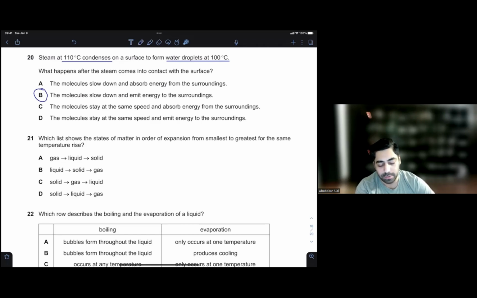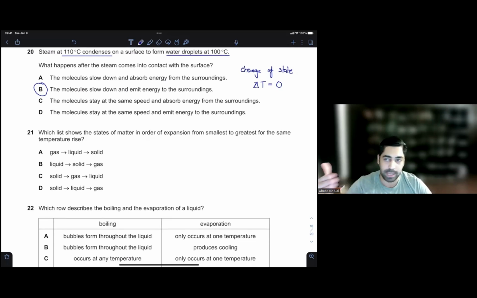If they had asked you about what's happening when the steam is converting to droplets at 100 degrees C, you need to remember that whenever a change of state takes place, there is no change in temperature. The change in temperature is just zero. Why? Because the energy exchange involved is going into changing the structure of the substance from a gas to a liquid. So there are new bonds being formed, and that's why the energy has been released. The temperature does not change for any change in state, whether solid, liquid, gas, doesn't matter.